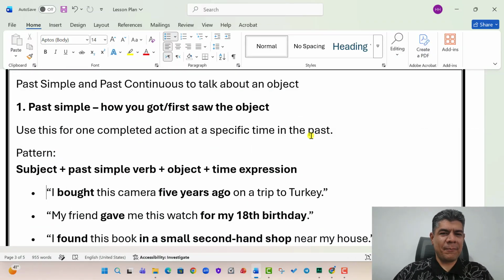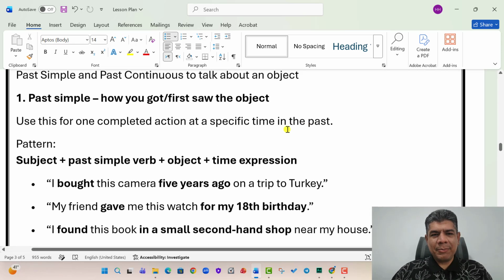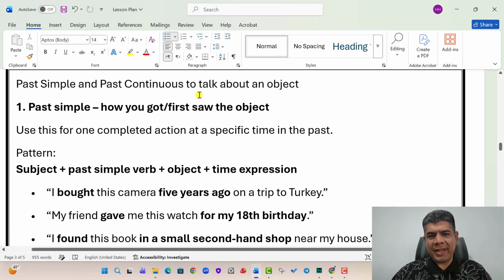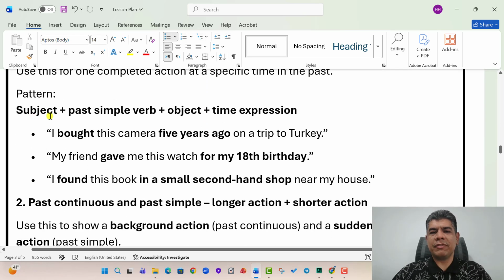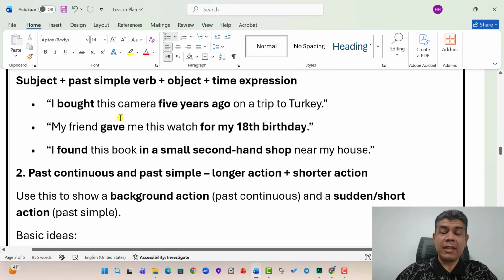Okay, follow me, please. Past simple, past continuous to talk about an object. Past simple to say how you got or first saw the object. This is the formula: subject plus past simple verb plus object plus time expression. Let's take a look at this example, actually. I bought this camera 5 years ago on a trip to Turkey.